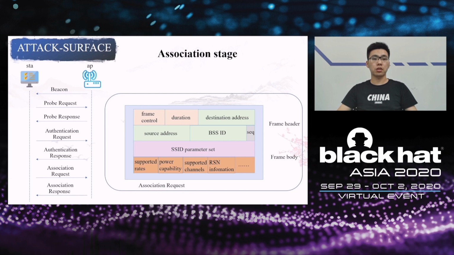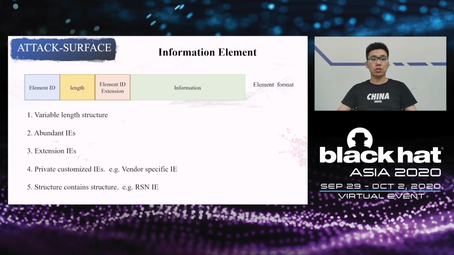The frame header contains the MAC addresses of the target device and source device. The frame body is mainly composed of information elements. The structure of an information element is a typical TLV structure: type, length, value. It usually contains a one-byte element ID field, a one-byte length field, and a variable-length value field. Some information elements also have an extended element ID field.